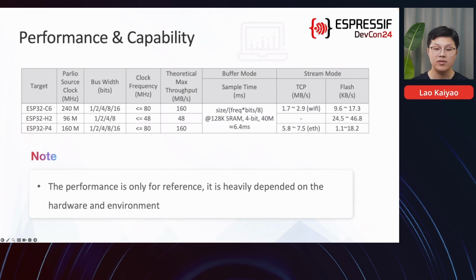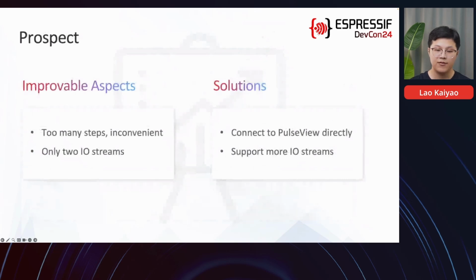For the buffer mode, you need to take care of the sample time. Here, I calculated a sample time for example. It depends on the available RAM size, the sample frequency, and the bit width. If we only use the integrated SRAM, the sample time will be about several milliseconds. Here it is about 6.4 milliseconds. As for the stream mode, it is heavily dependent on the hardware and the network environment, so please pay attention to the throughput rate. As a relatively new peripheral, the parallel I/O still has some work to do.